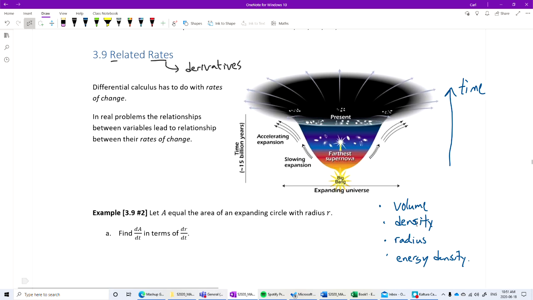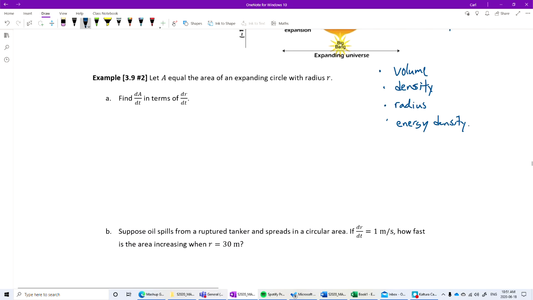Okay, so we're going to dial it back. Instead of talking about the universe, we're just going to talk about a circle, right? Just a humble circle. Let's say A is the area of an expanding circle with radius r. So we have a circle, and here's the radius. The radius is a function of time, r of t, and the area we're going to call A of t.